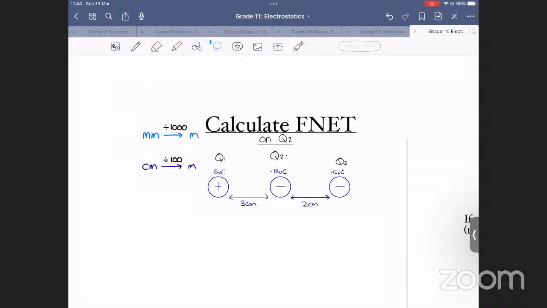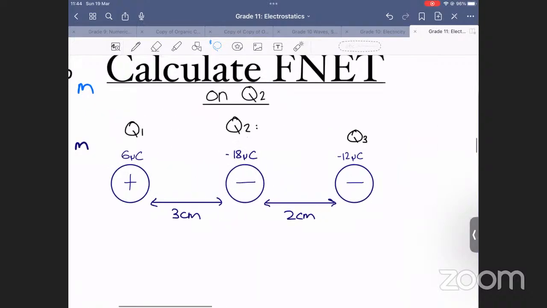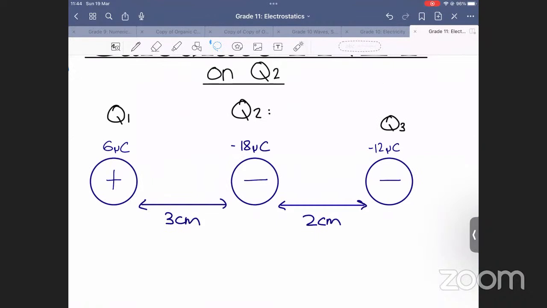They want the net force on Q2. Let's discuss what that means. This is Q2. Both Q3 and Q1 exert a force on Q2. By the way, they all exert forces on each other. Q1 exerts on Q2 and Q3, Q2 exerts on Q1 and Q3, and Q3 exerts onto Q1 and Q2.